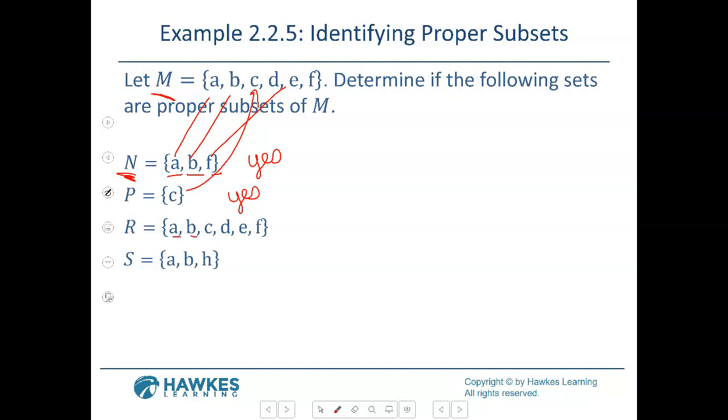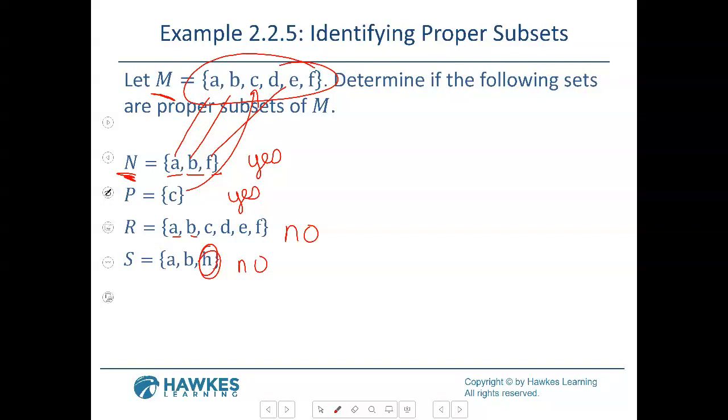Now for R, A, B, C, D, E, F, that's the same as this. So this is no. This is not a proper subset because it is the exact same thing. And for C, this is a no also because it contains H. H is not even in M. So that is your difference between the proper and non-proper.